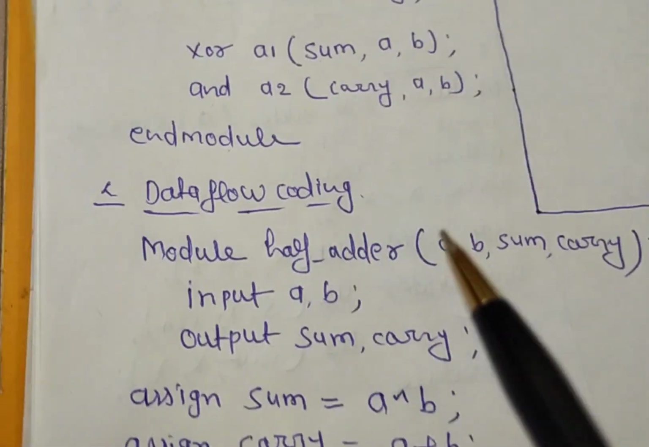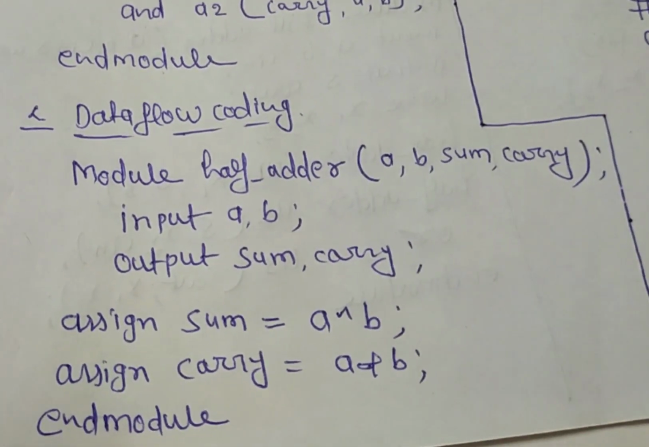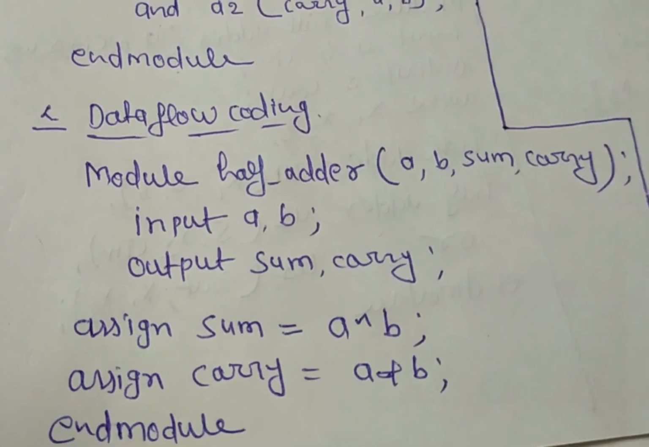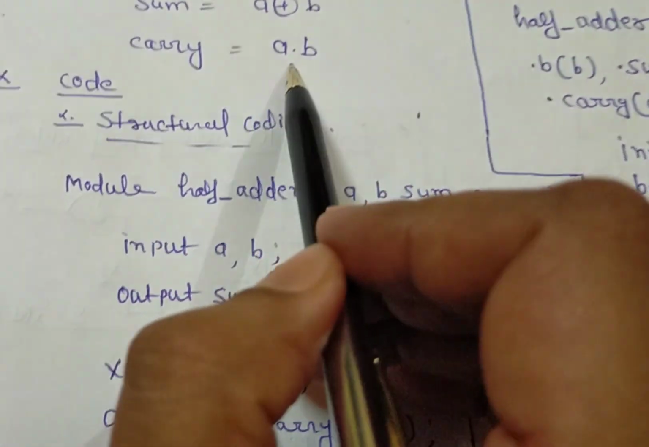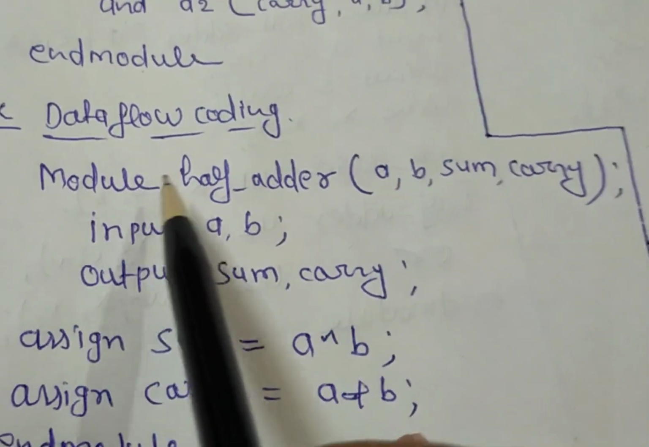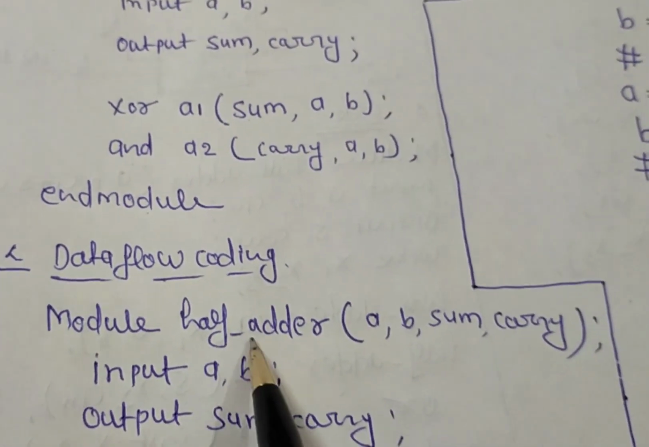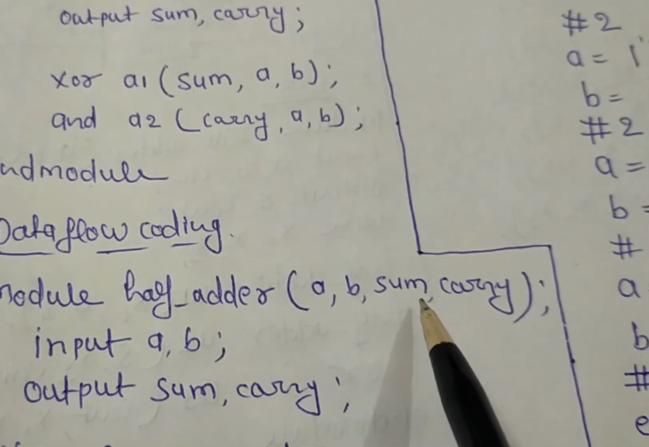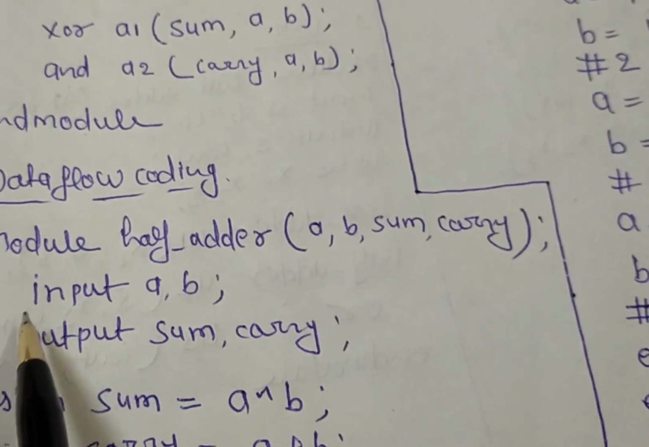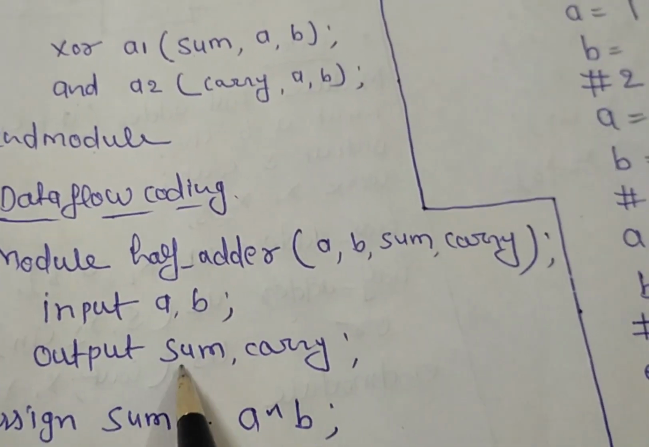Now comes the data flow coding. For data flow coding you must know the Boolean expression of the half adder. In this case we have sum equal to A XOR B and carry equal to A dot B. First write the module and the module name half underscore adder, then give the input and output ports. A, B is the input and sum and carry is the output. Then differentiate input and output: input A comma B, output sum and carry.